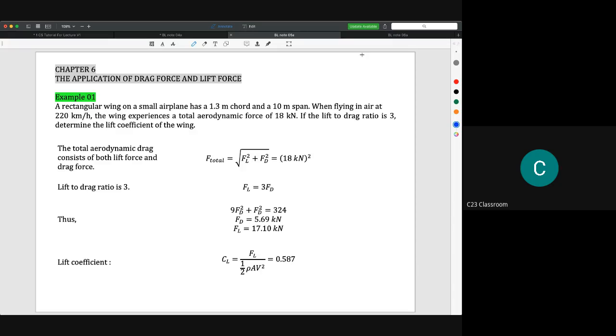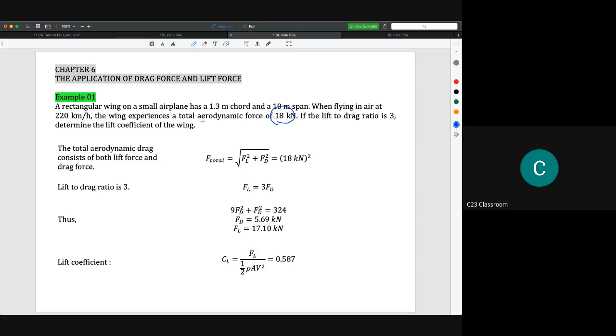For example, example 1 here. A rectangular wing on a small airplane has 1.3 meter chord and 10 meter span when flying in air at 220 km per hour. The wing experiences a total aerodynamic force of 18 kilonewton. If the lift to drag ratio is 3, determine the lift coefficient of the wing.